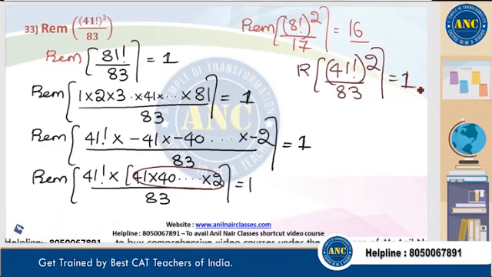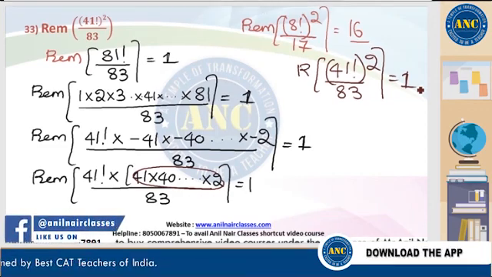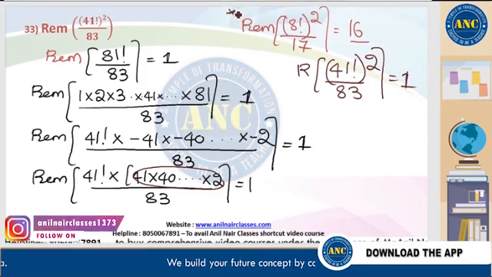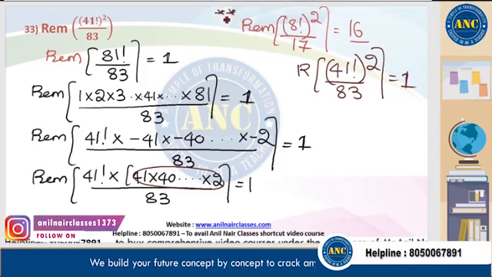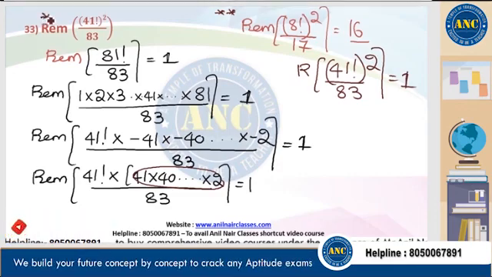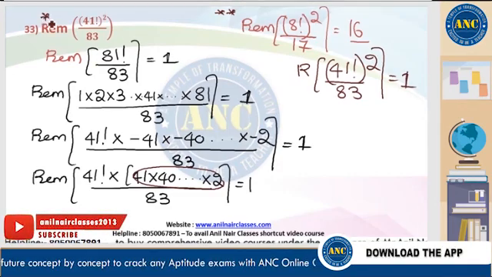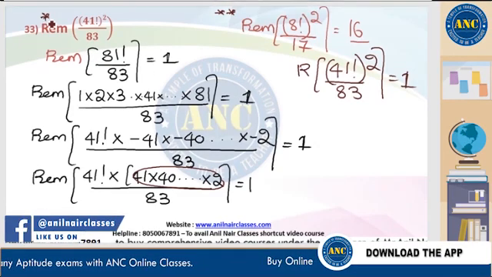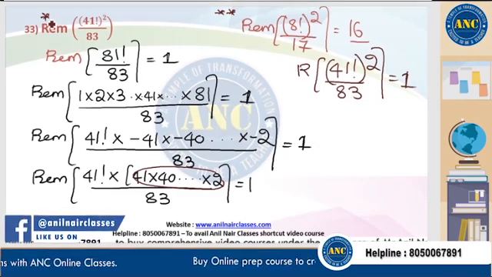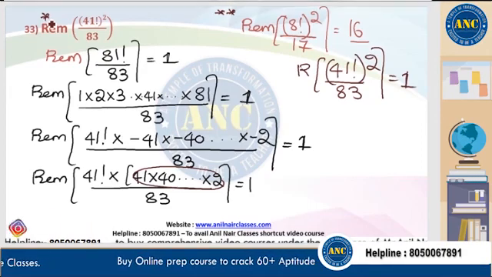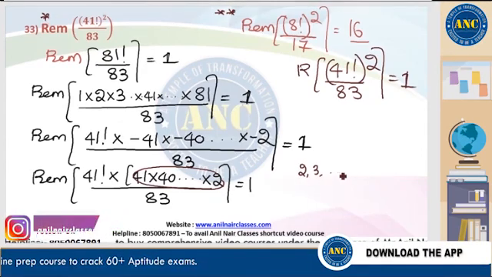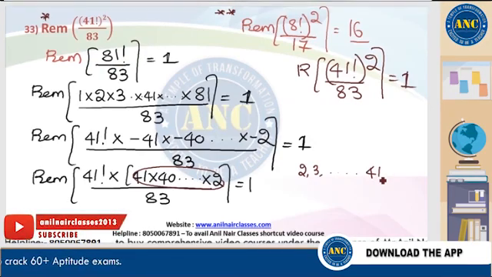Are you all with me? Answer is 1. Why I kept the previous question here and this question? There is a difference between these two questions. Otherwise, some local teachers will draw some stupid conclusion which is invalid. 41 whole factorial whole square divided by 83 is 1. I hope it is clear, right?